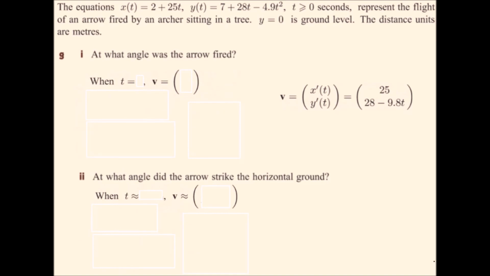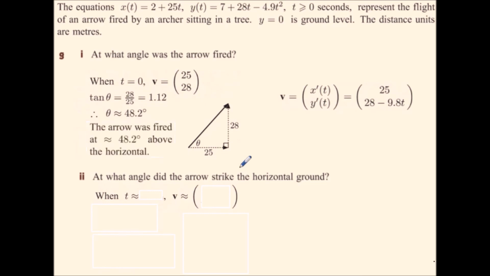Last part of the question, at what angle was the arrow fired? So the arrow was fired at t equals 0, so we have worked out previously our velocity vector is 25, 28, and therefore the angle the arrow was fired, we can draw a right angle triangle. There is the velocity vector there. So 25 for the x component, 28 for the y component, and the angle can be found using basic trig. So tan of theta is 28 on 25, and we can work out the value of the angle, and therefore that is the angle fired above the horizontal.